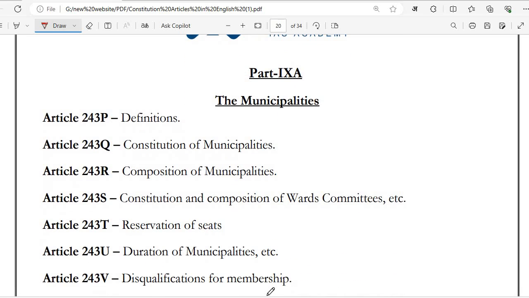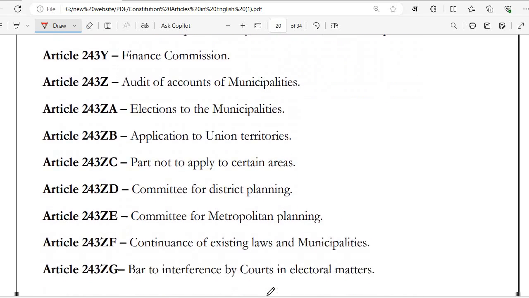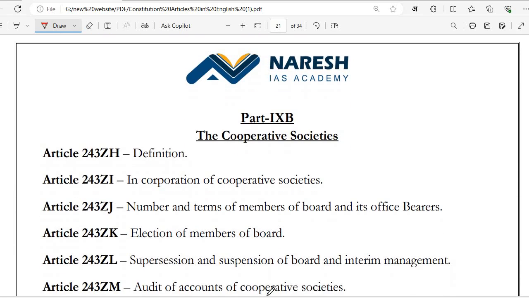Part 9A, Municipalities, definition. Municipalities also have three tiers. At the lowest level, municipalities. Above the municipality is the city council, Nagar Parishad. Above the Nagar Parishad is the municipal corporation. And Part 9B, cooperative societies, added later in 2011 by the 97th Amendment. What are cooperative societies? Different provisions about the cooperative societies.